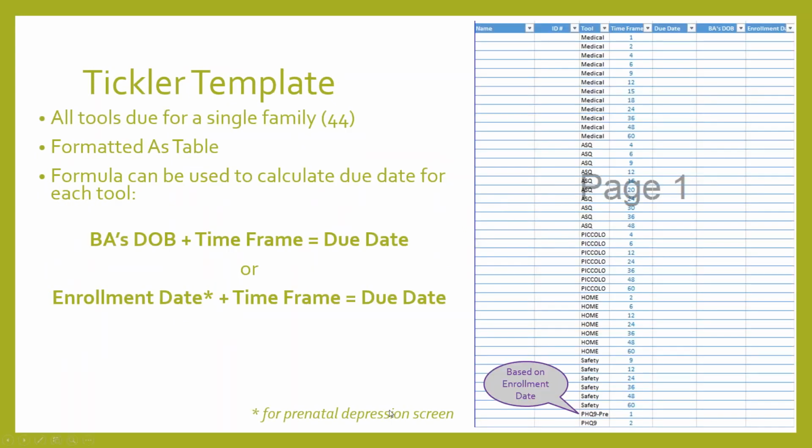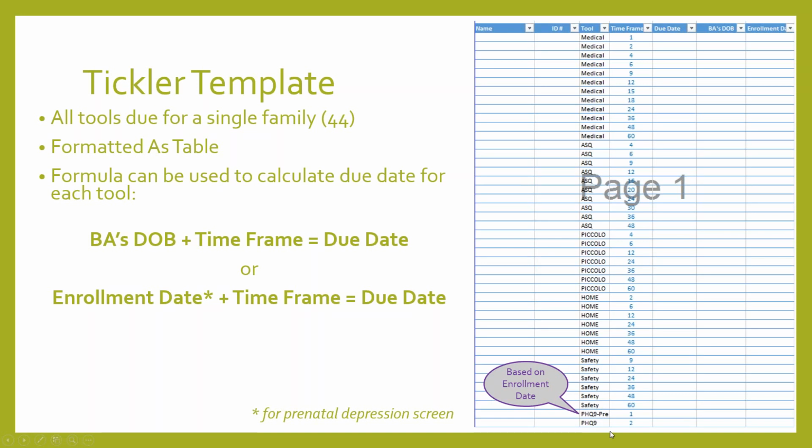So the next step was to build our report template. So this is just a basic template in Excel. It lists all of the tools that are due for a family and the time frame at which they're due. And we have it formatted as a table, which makes it easier for sorting and filtering purposes as you go forward.